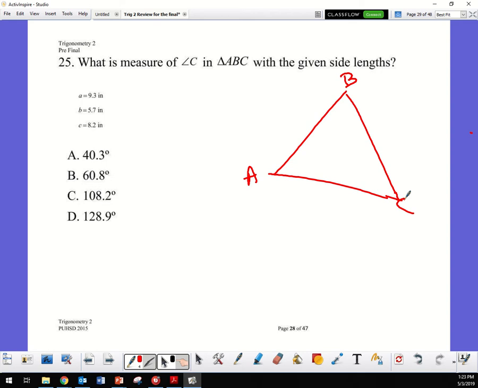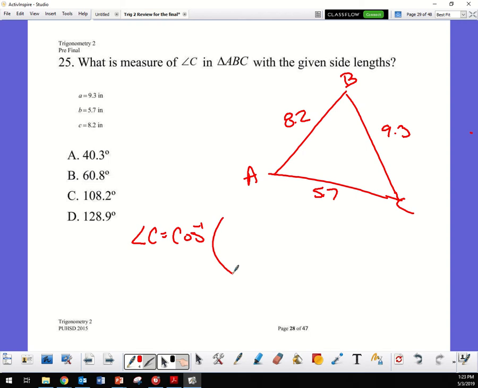ABC, little a is 9.3, little b is 5.7, little c is 8.2. A should be the biggest. And I'm trying to find big C, right? Yes. Okay, so this is one of the ones that we went through, and for looking for an angle, I have to do the inverse cosine, right? So it's law of cosines. So it's going to be angle C is equal to inverse cosine.